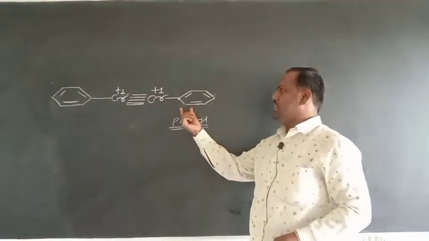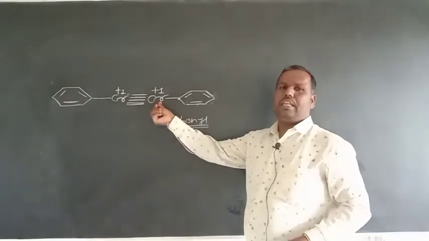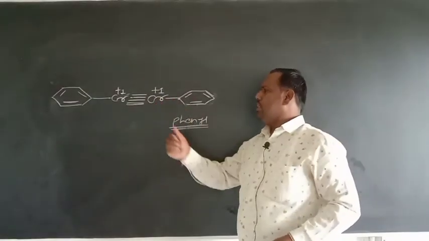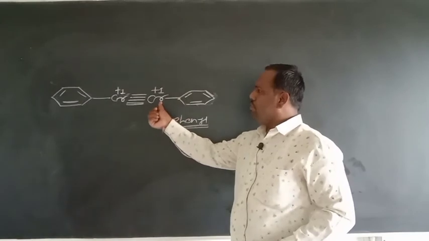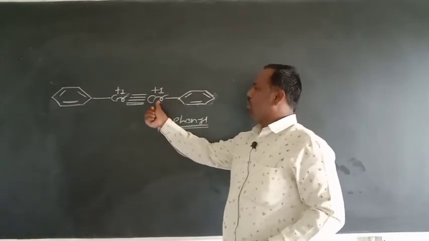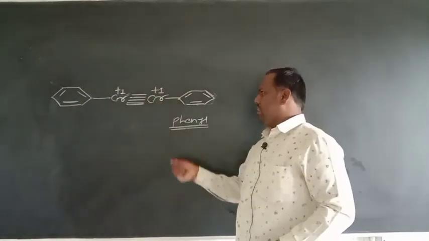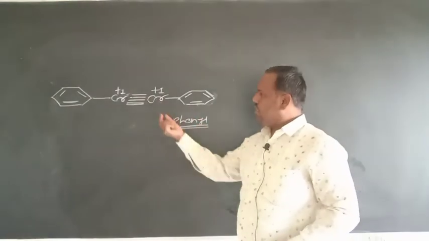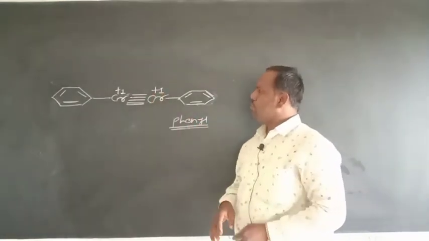One of the hydrogens is replaced by this metal atom. When this ring forms a bond with this metal atom, it contributes a -1 charge, and therefore the oxidation state of this chromium is +1.